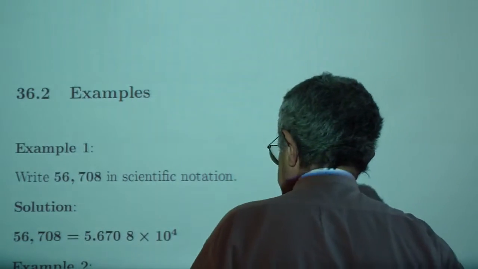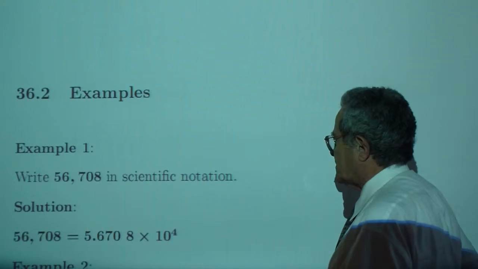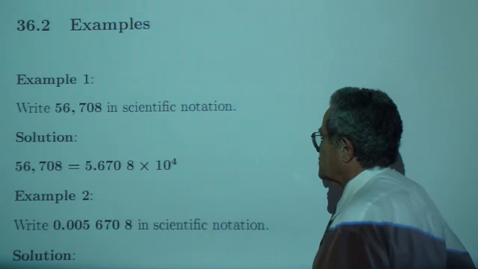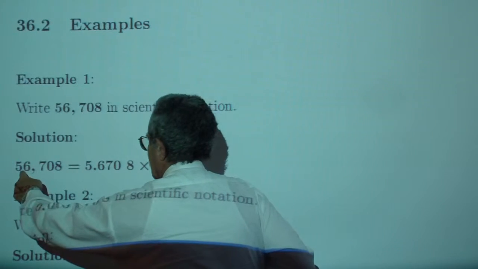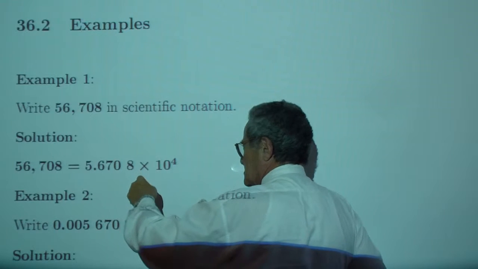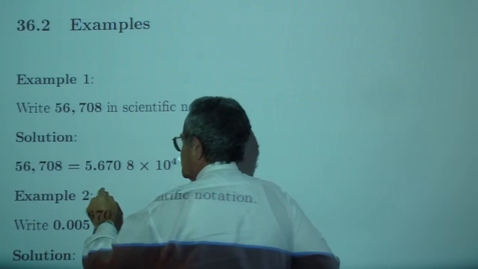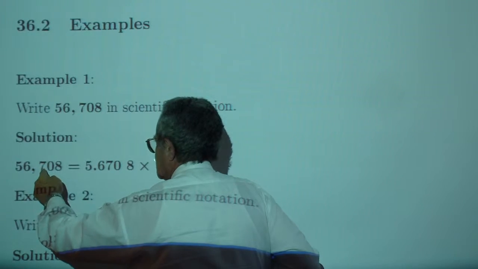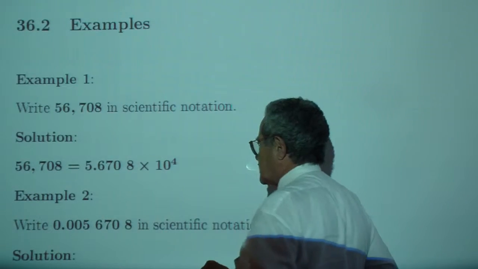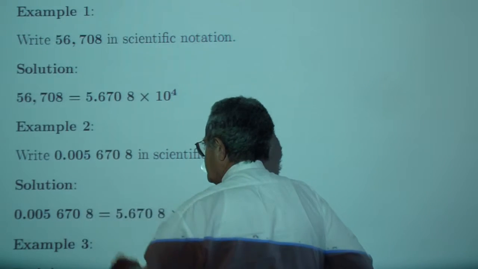Example 1. Write 56,708 in scientific notation. You want to place the decimal point right here. 5.6708. That's a number between 1 and 10. Times the decimal point needs to be 1, 2, 3, 4 places to the right, times 10 to the 4.